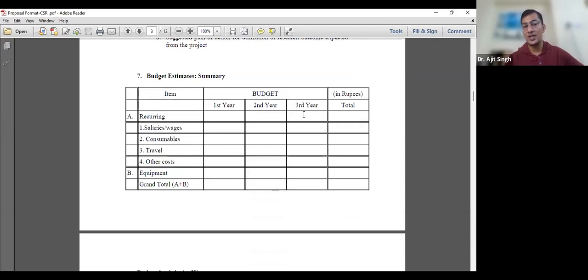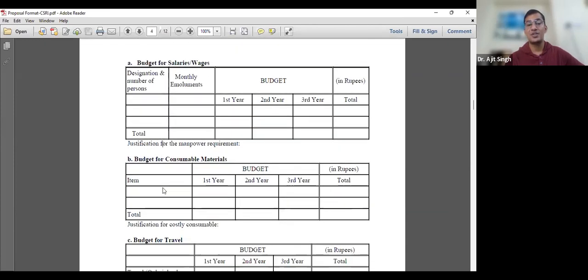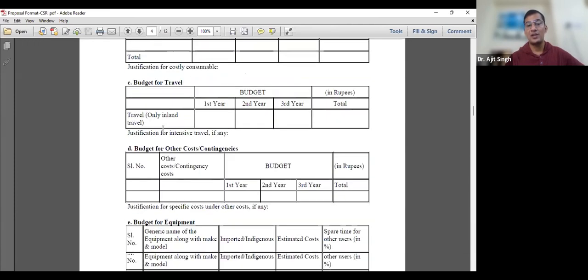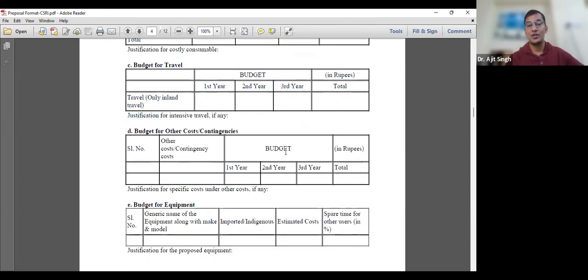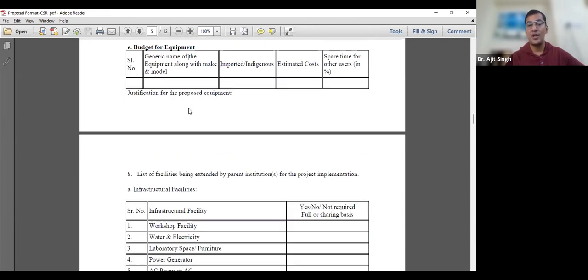If it is a 3-year project, what is the requirement plan? What are the requirements, like salaries, consumables, travel, other costs, equipment, then grand total. Budget for salaries, person by person; budget for consumables, item by item; budget for travel; first year, second year, third year, whatever is there; budget for other costs, contingencies; budget for the equipment.